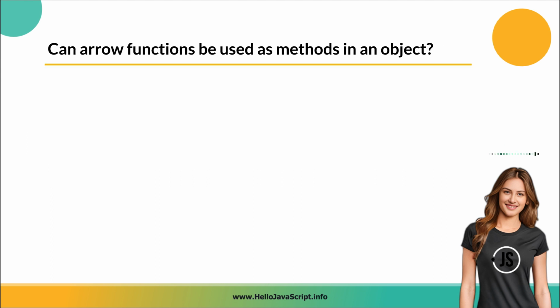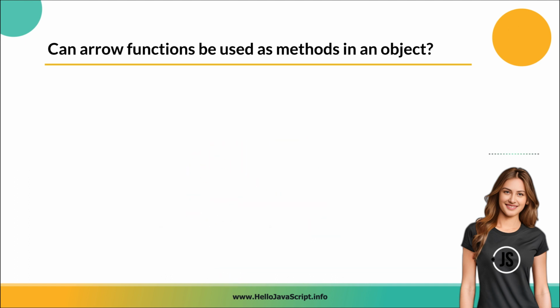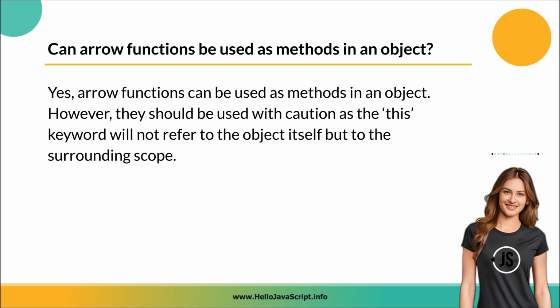Let's move on to the next question. Can arrow functions be used as methods in an object? This is the correct way to answer this question. Yes, arrow functions can be used as methods in an object. However, they should be used with caution as the this keyword will not refer to the object itself, but to the surrounding scope.